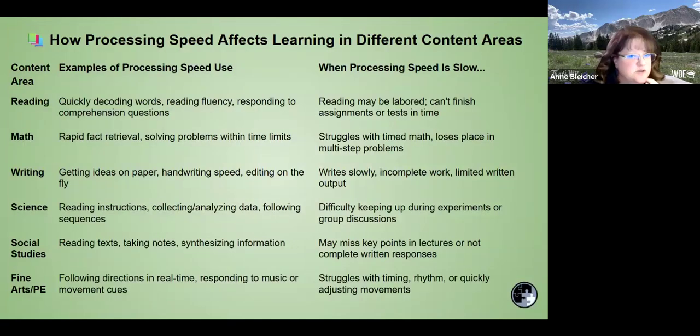Okay, so in terms of how processing speed affects learning in different content areas, we often tend to really focus on reading, math, and writing. I wanted to point out science, social studies, fine arts, and PE, struggling with timing, rhythm, and quickly adjusting movements. Those would all be potential things that you would observe in students that have processing speed deficits.